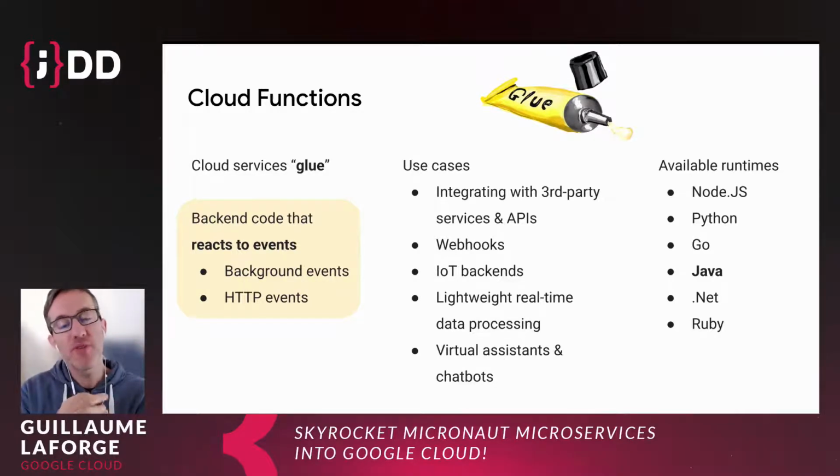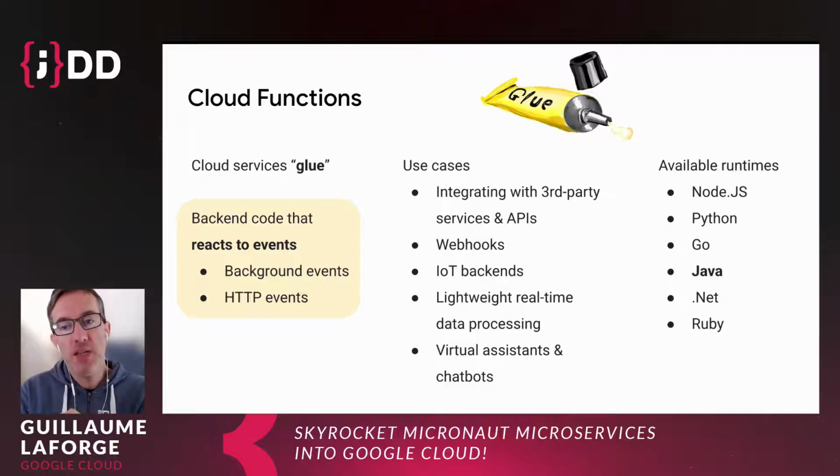There are two flavors of events that Cloud Functions can receive. There's HTTP events, so you can get incoming HTTP requests to your function. But there are also background events. When I say background events, it's things coming from the cloud, like a new message on PubSub, a new file in a cloud storage bucket. Things like that are events, and you can have a function triggered when such an event occurs.